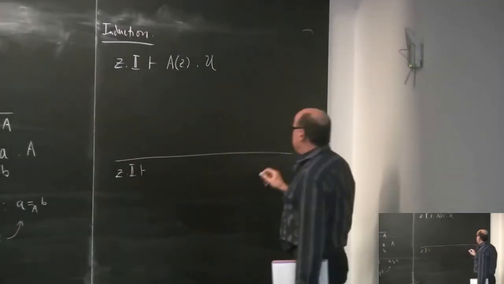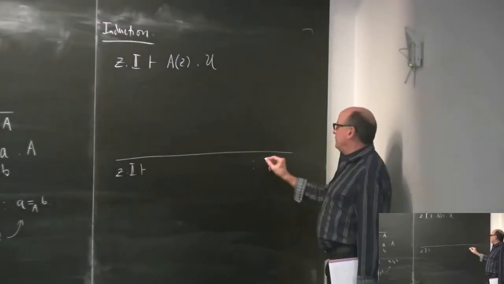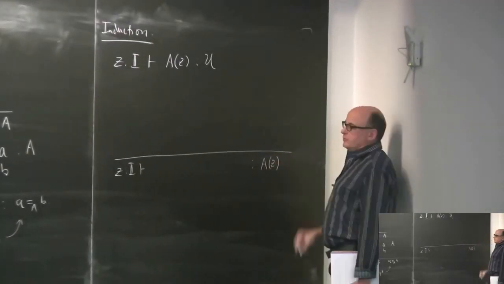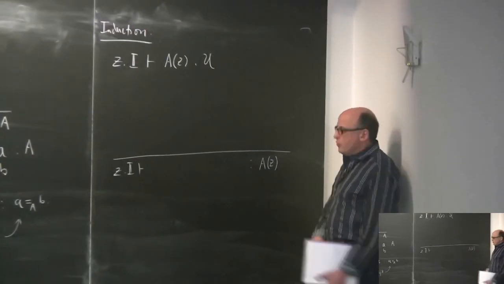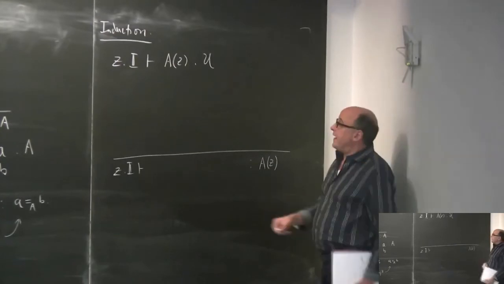Okay? And now I want to end up saying, at the bottom, that for everything Z in I, something or other will prove to me that A of Z holds in general. Okay, so I want to do that inductively. So how do I go about doing that?